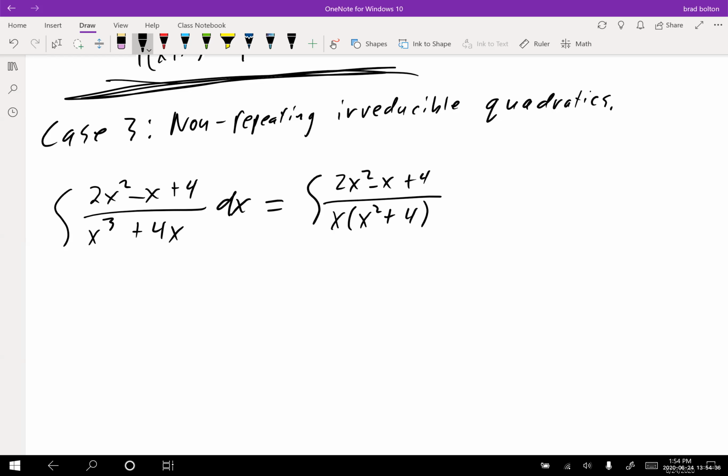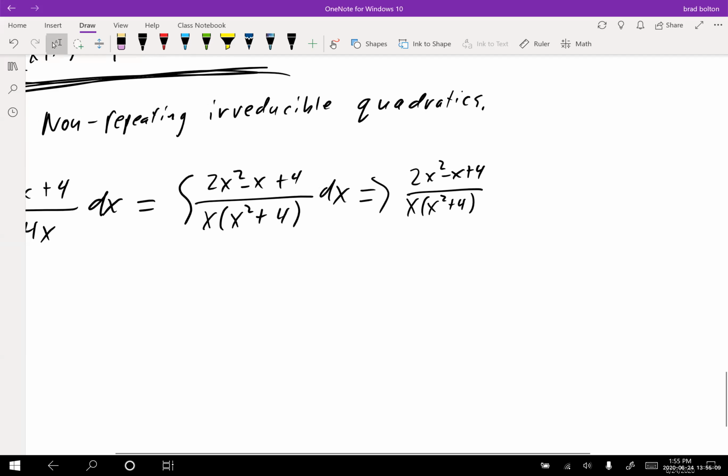Now the x squared plus 4 is a quadratic and it cannot be factored into linear form, unless you use square roots and imaginary numbers. So as far as we're concerned, this is an irreducible quadratic. Here's the thing, we're going to rewrite it like this: (2x squared minus x plus 4) all over x times (x squared plus 4).